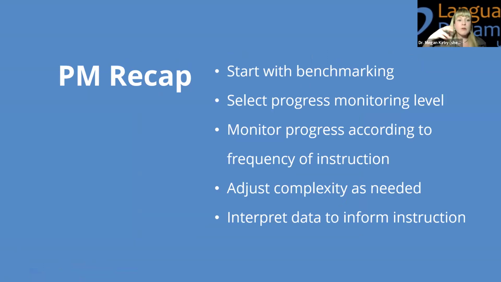But back to start with benchmarking, have a baseline, then do intervention and select your progress monitoring forms that most closely match the level of intervention you're doing. Don't pick too hard of a grade level. Don't necessarily stay on the same grade level that you did the baseline measures on. And then adjust complexity as needed. These are all things that we all know.